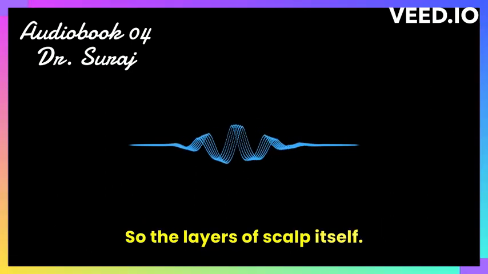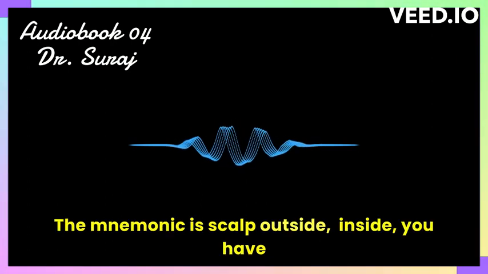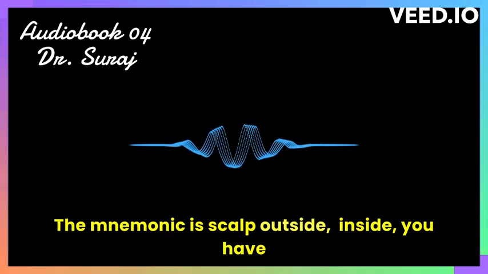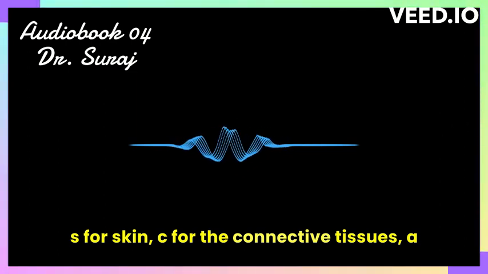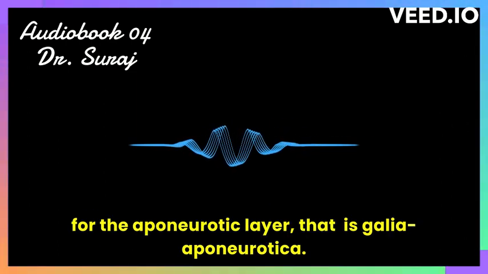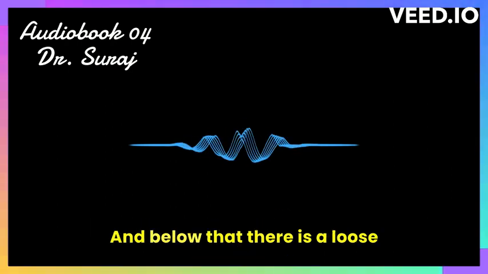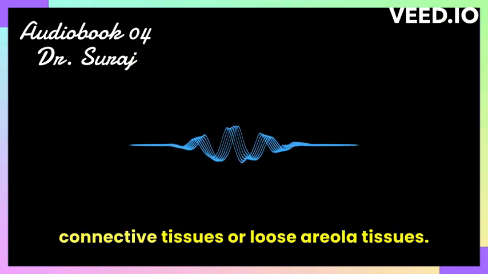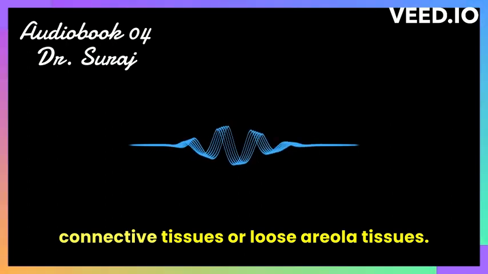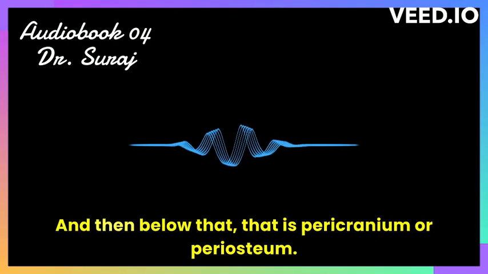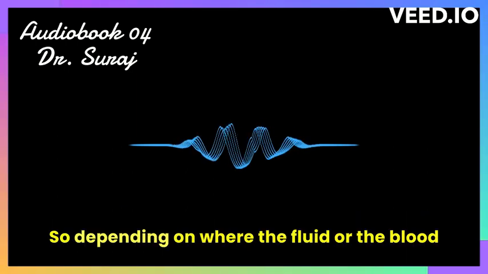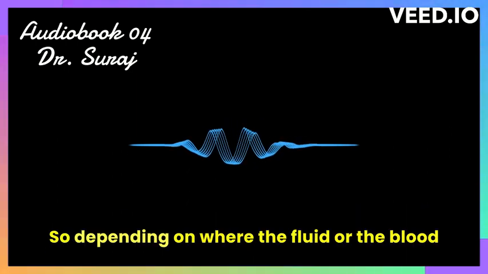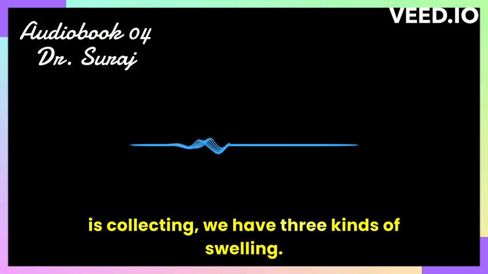So the layers of scalp itself, the mnemonic is SCALP. Outside to inside, you have S for skin, C for the connective tissues, A for the aponeurotic layer, that is galea aponeurotica, and below that there is a loose connective tissue or loose areolar tissue, and then below that is pericranium or periosteum.